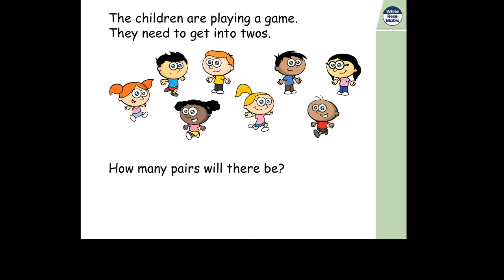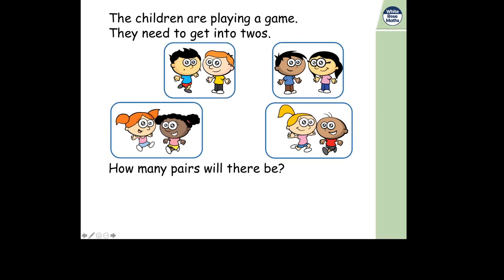Now the children are playing another game. They need to get into twos to play this game. How many pairs will there be? So let's put them into pairs. How many have we got? We've got 1, 2, 3, 4 pairs altogether.